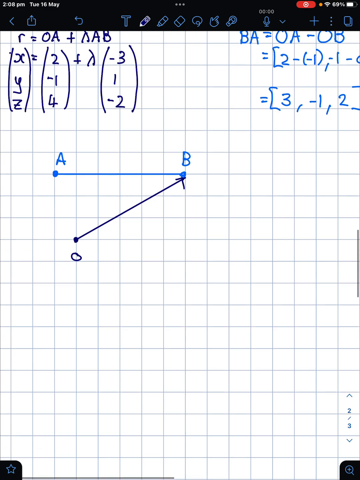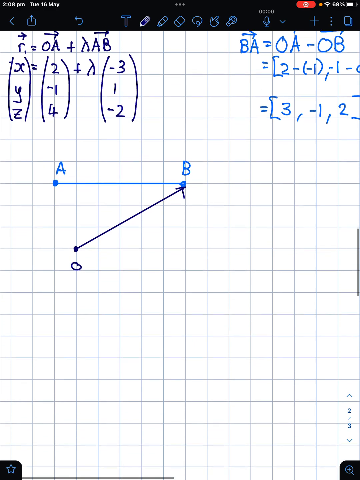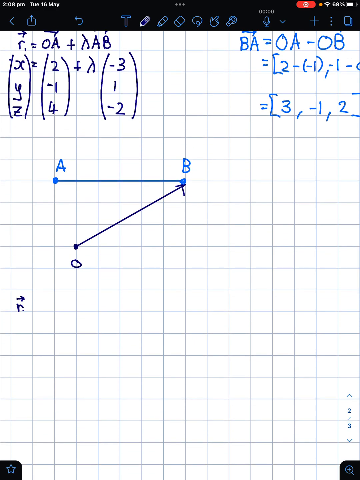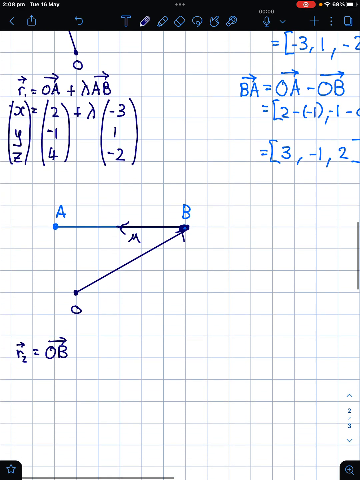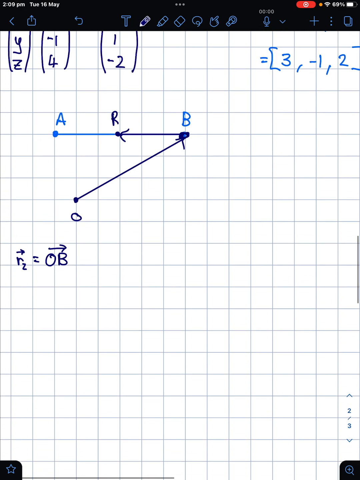This is just a second one. Maybe I'll call this R1 and this one here R2. This one here could be OB, and it gets to this fixed point here. And then we can come back this way by, now I'm just going to use a different scalar. We're going to come to our point R, but this one is, we're going to use mu instead as a multiplier. So this would be plus some scalar B to A.